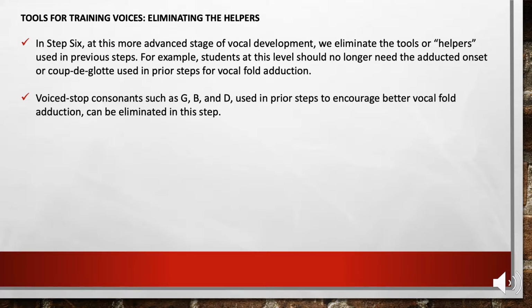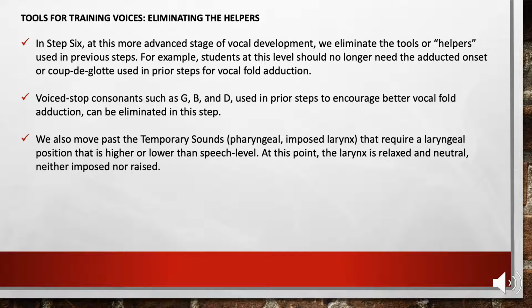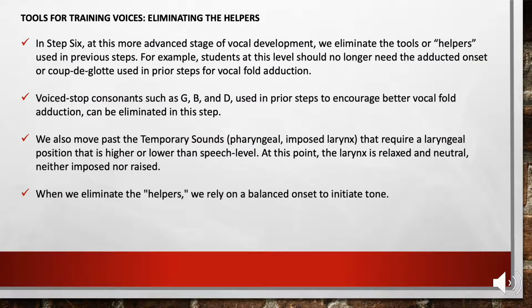Voiced stop consonants such as G, B, and D used in prior steps to encourage better vocal fold adduction can also be eliminated in this step. We also move past the temporary sounds, the pharyngeal, the imposed larynx, that require laryngeal position that is higher or lower than speech level. At this point, the larynx is relaxed and neutral, neither imposed nor raised. When we eliminate the helpers, we rely on a balanced onset to initiate tone.